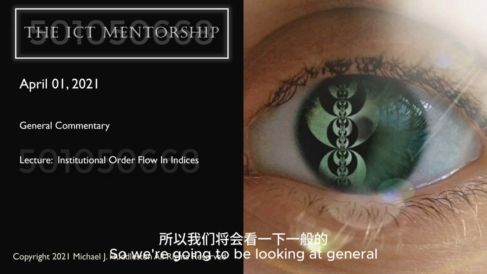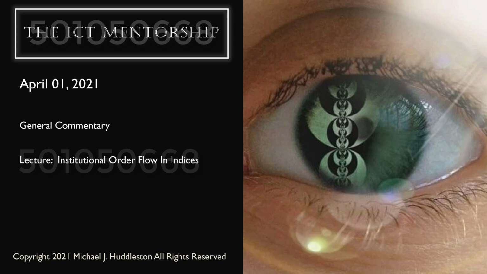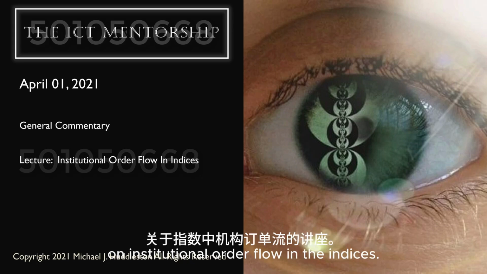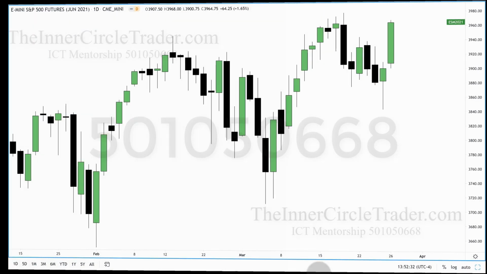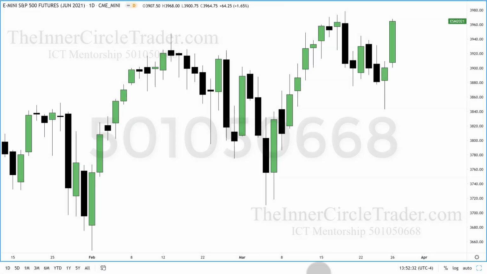So we're going to be looking at general commentary around the indices, and then a lecture on institutional order flow in the indices. All right, so we're back at it again with the E-mini S&P futures contract. This is the June 2021 contract, and this is the daily chart.